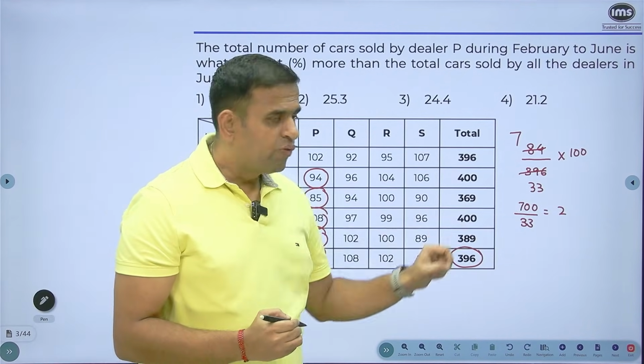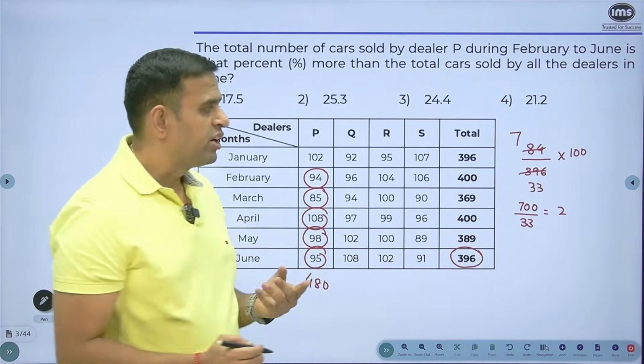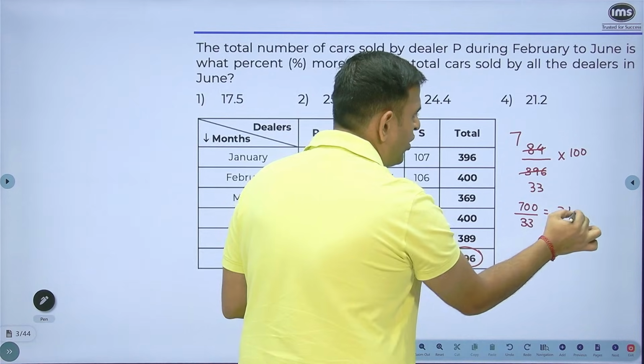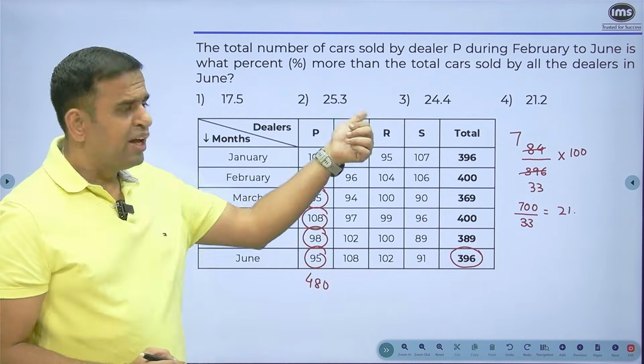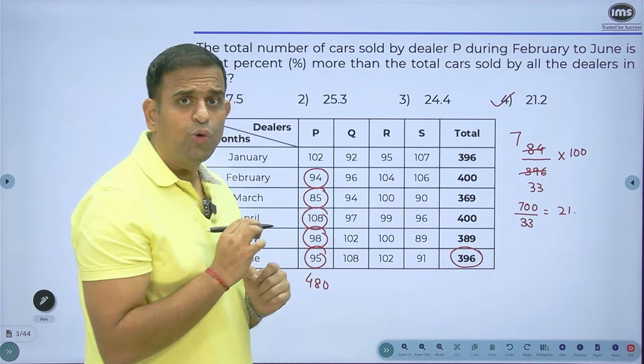Then one can say 4 will be left over here, so 40, and then 33 will only go one more time. So definitely it has to be 21 point something. And if you look at the given choices, you will choose to mark option number 4 over here.